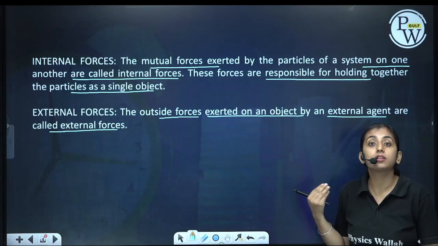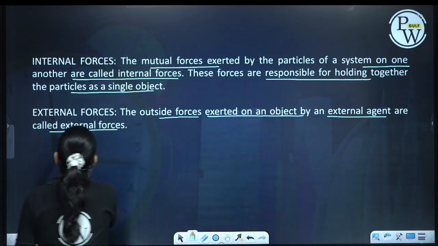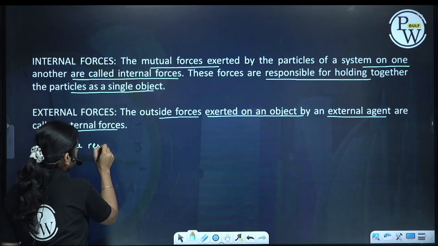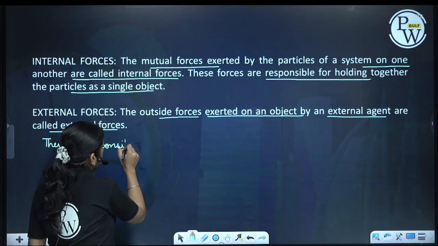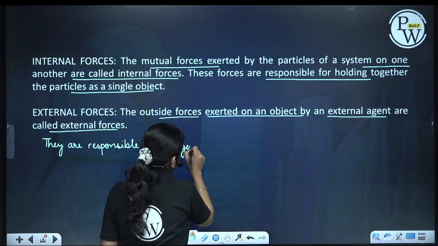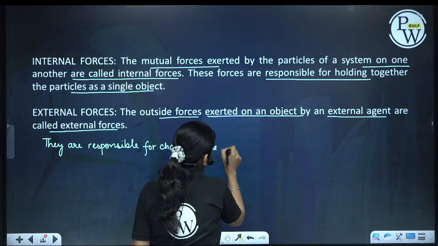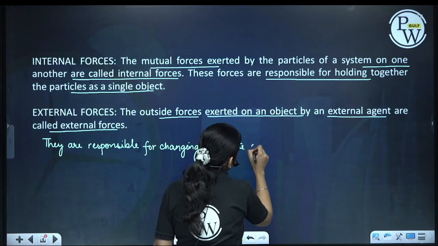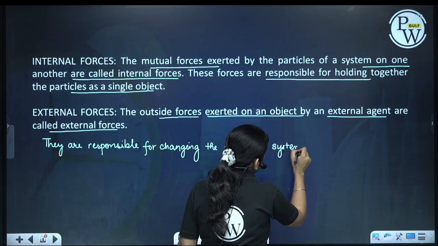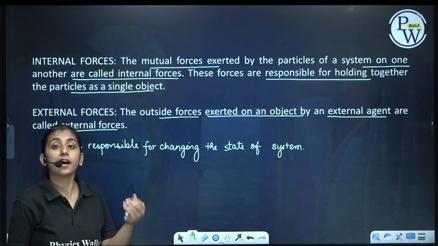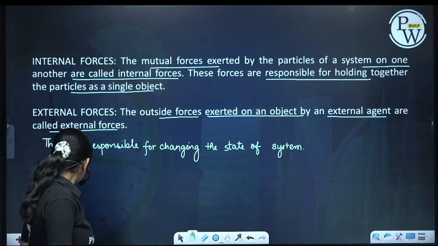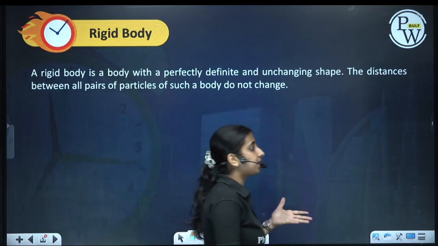What change will external forces make? Okay, they are responsible for changing the state of the motion. They are responsible for changing the state of the particle system, its state of motion, its state of rest, direction of motion. They are responsible for changing the state of the system. So this is internal and external force.